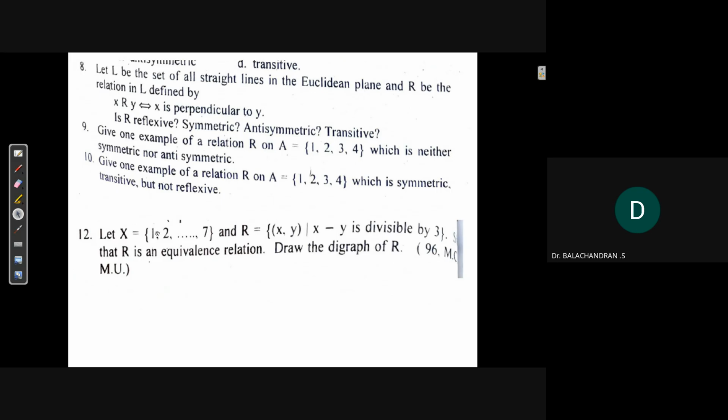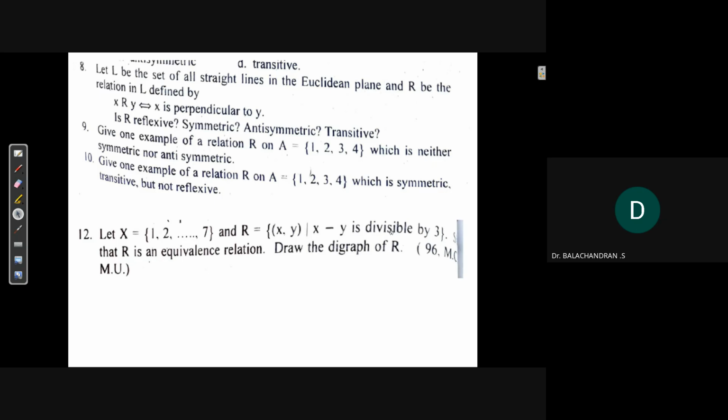You can show that the set X together with this relation, here x minus y is divisible by 3. Okay, x minus y divisible by 3 means x is congruent to y mod 3. So that is the meaning. So first step, reflexive, how to prove: x minus x is equal to 0.